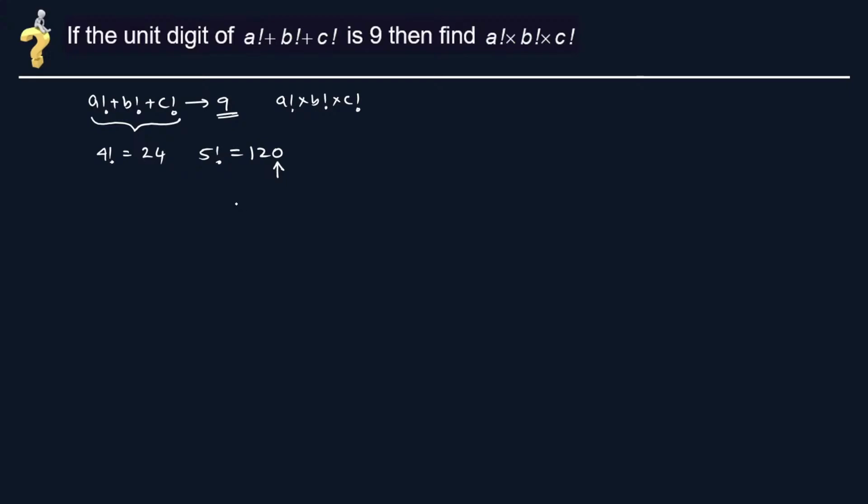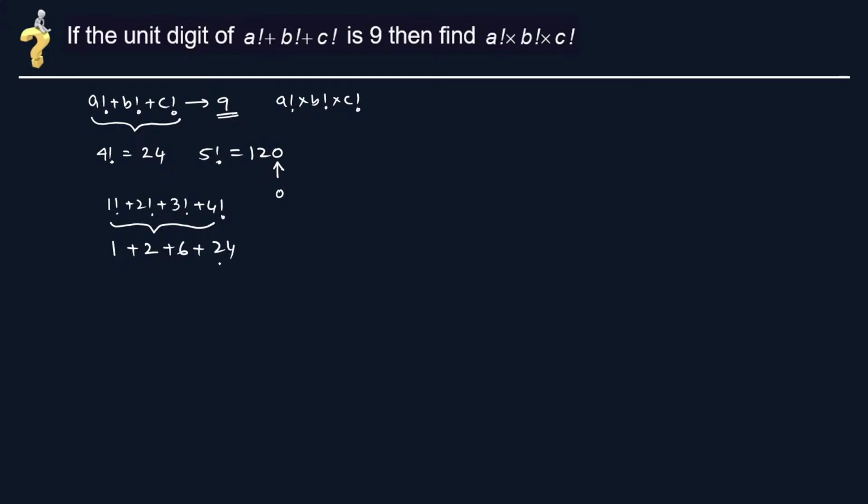Any number which is 5 or more than 5, the unit digit will always be 0. Therefore, the unit digit of 9 will come from 1 factorial, 2 factorial, 3 factorial or 4 factorial. Tell me yes or no. The unit digit will be decided by adding any 3 of these 4 numbers. And we can see that this is 1, this is 2, this is 6 and this is 24.